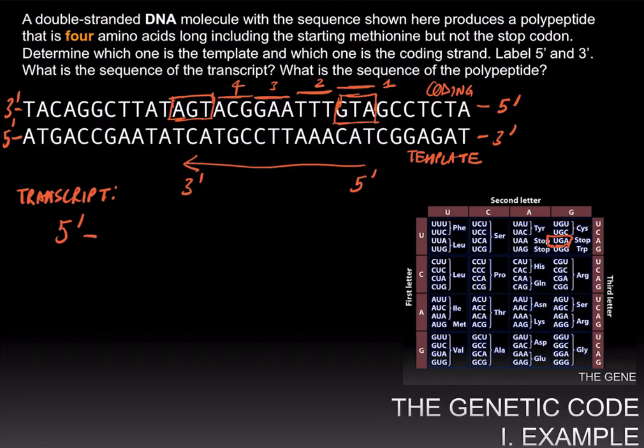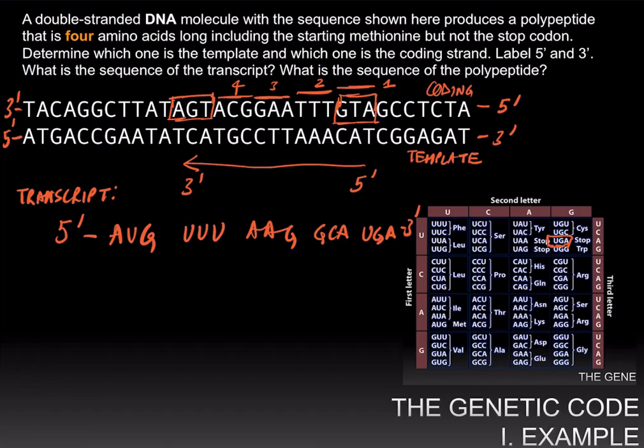is 5' AUG. So that's my start codon or methionine, and once again I'm just reading the sequence of the coding strand and replacing the T's with the U's. UUU, AAG, GCA, and UGA, which is my stop codon, and this ends in 3'.